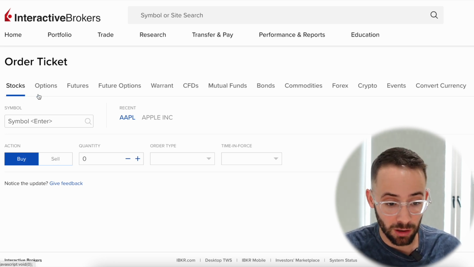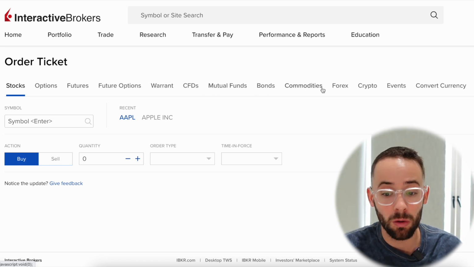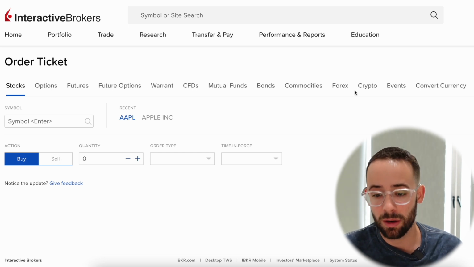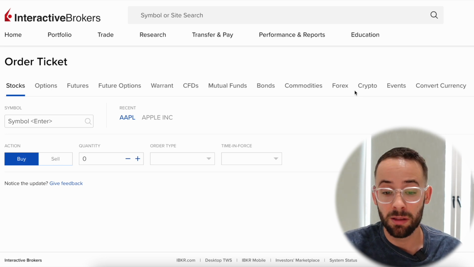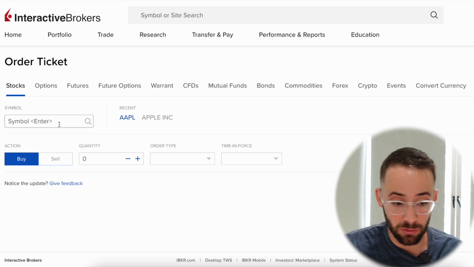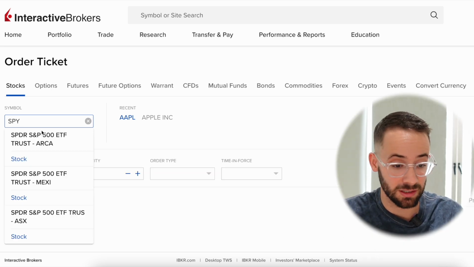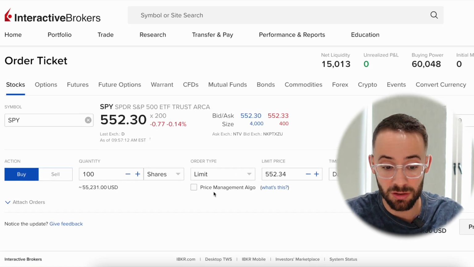So you can see you've got stocks, options, futures, warrants, CFDs, mutual funds, bonds, commodities, all these different opportunities for you to invest in. Obviously, this is quite complex and I'm not going to get into how to trade every single one, but the basic principle is the same. You simply search for whatever it is that you're trying to invest in. So let's say you're looking to invest in the S&P 500 ETF, select it from the drop-down list and fill out the information to place the order.